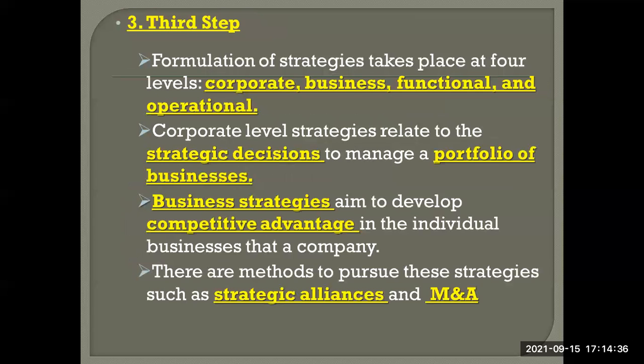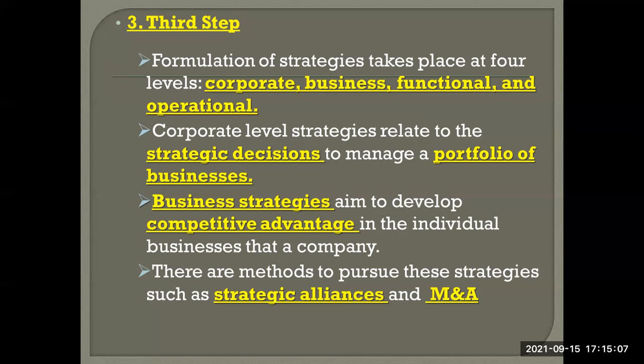In the third step of strategic management, formulation of strategies takes place at 4 levels. So here we define strategies: corporate level strategy, business level strategy, functional level strategy, and operational level strategy. Corporate level strategy relates to the strategic decision to manage a portfolio of the business. So strategic decisions taken at the company level, what positioning should be, what kind of advertisement should be, how brand awareness should be increased, like that.